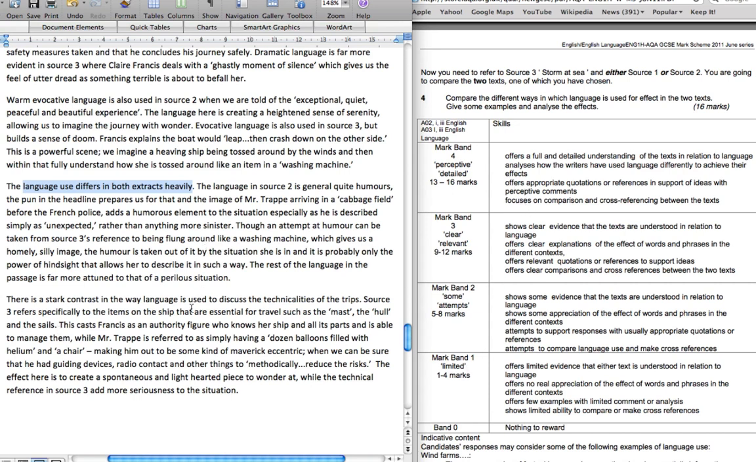There is a stark contrast in the way language is used to discuss the technicalities of the trip. Source 3 refers specifically to the items on the ship that are essential for travel, such as the mast, the hull and the sails.